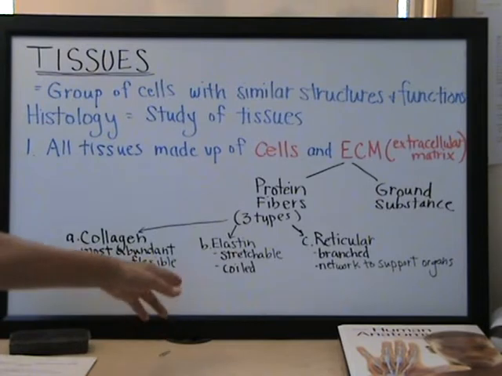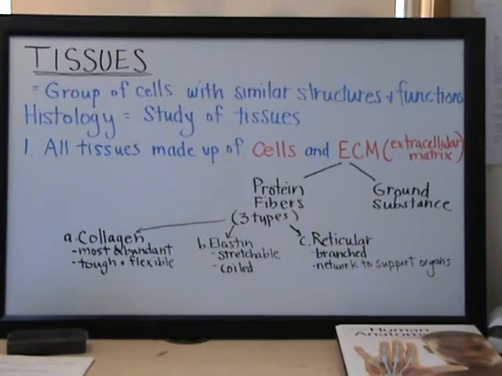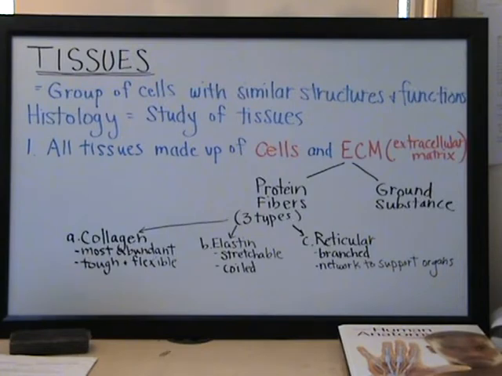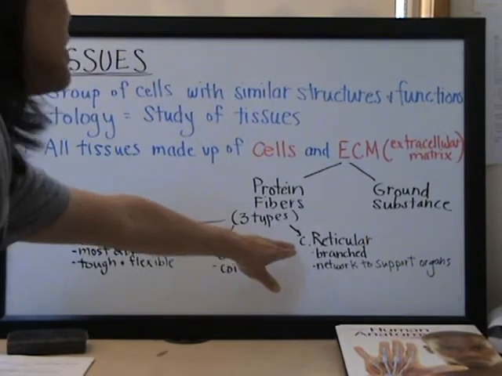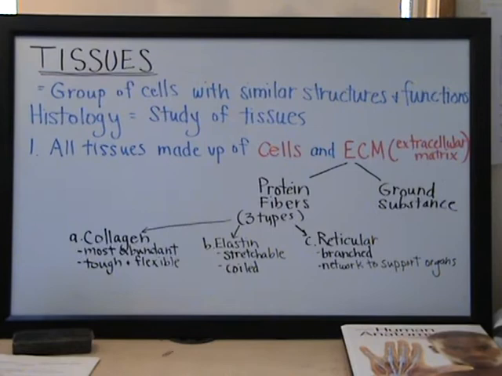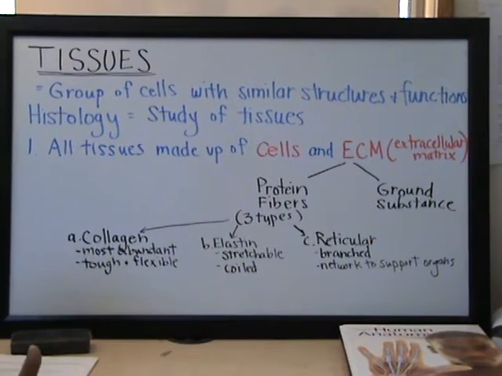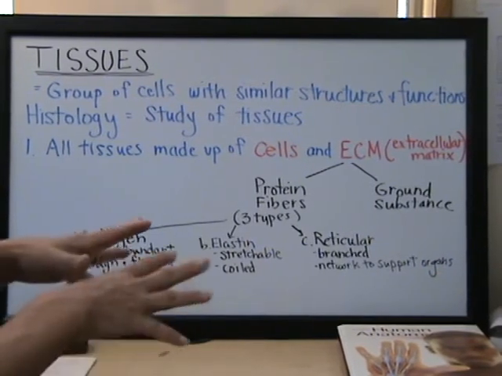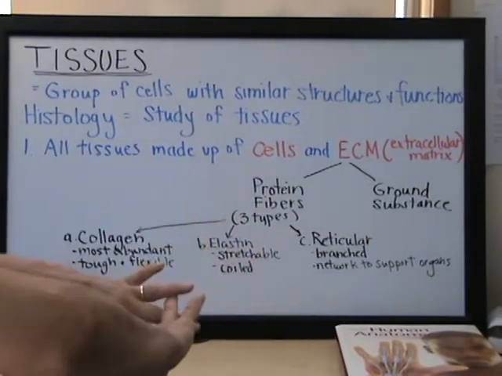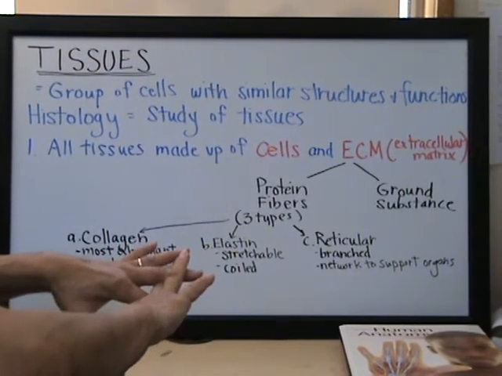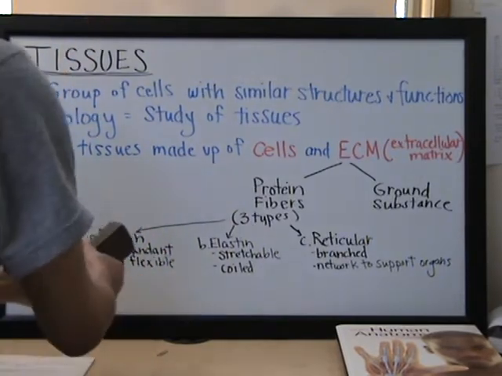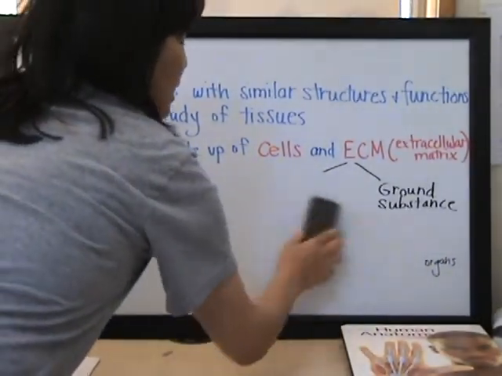The second type of protein fiber is elastin or elastic fibers, and these are, of course, stretchable, and they're a coiled type of protein, if we were to look at its structure. And the last type is reticular fibers, and these are similar to collagen, except they're branched. By branching, they form this network of fibers that support organs and other tissues. All right, so that's the general information about tissues.